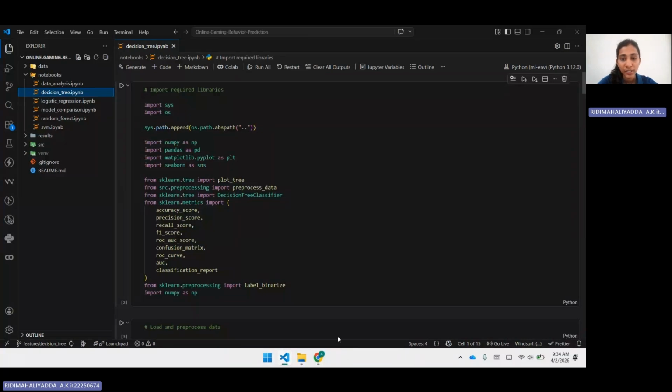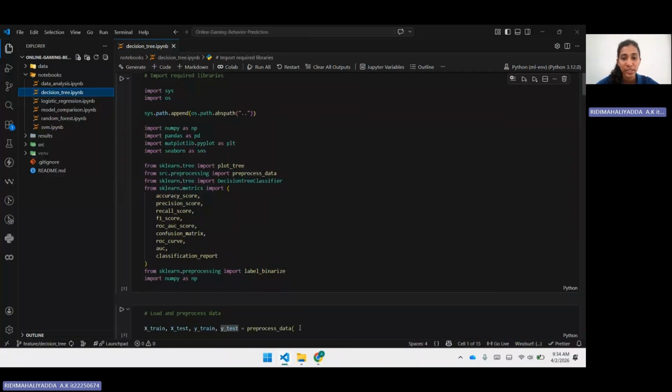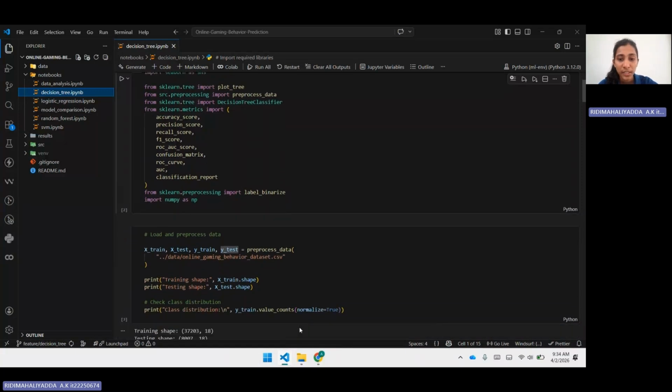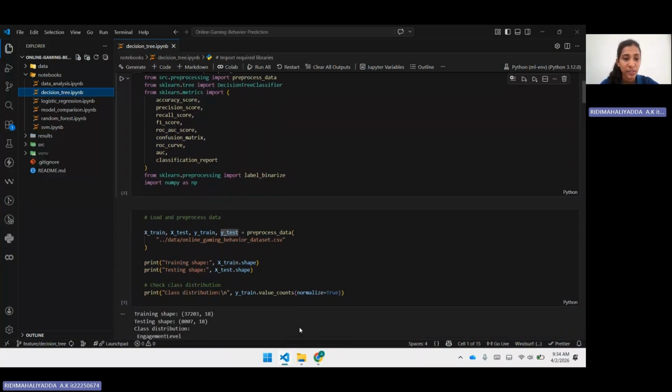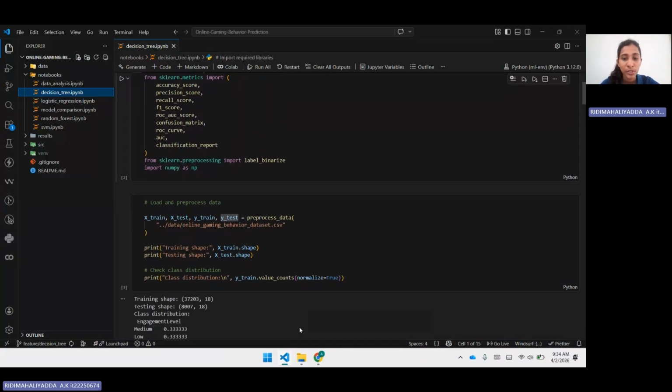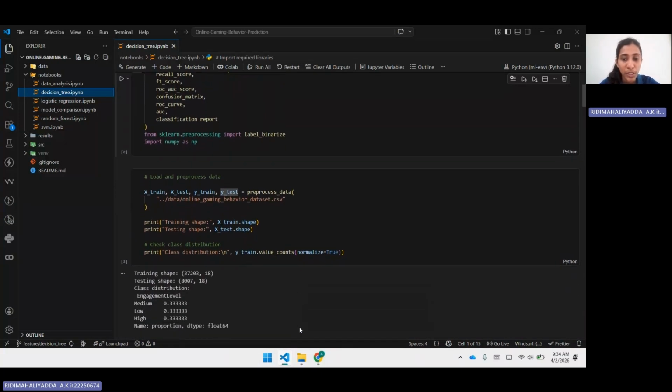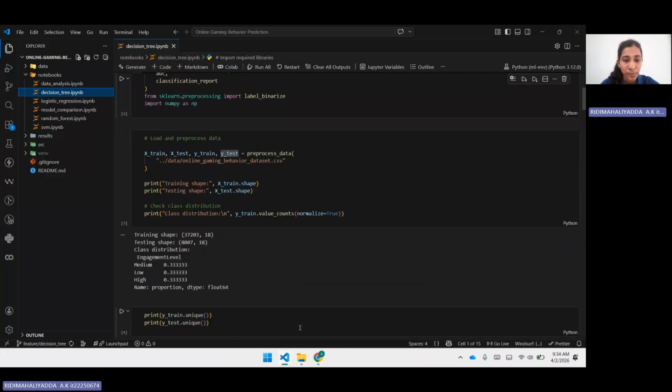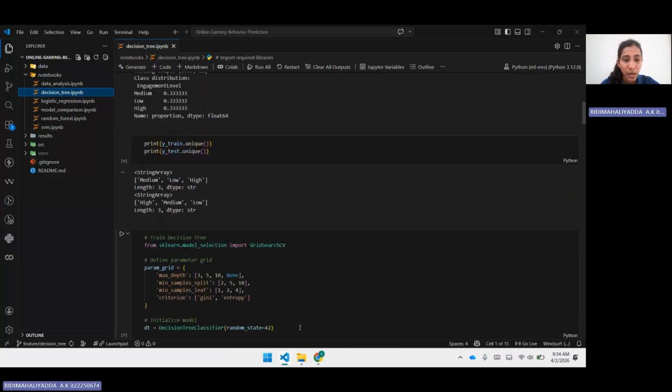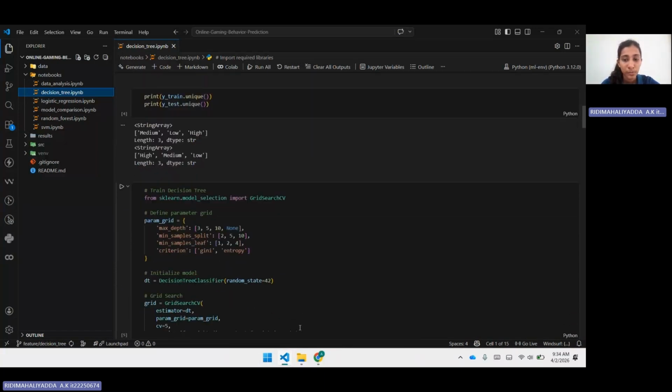So here I trained the decision tree using the preprocessed dataset. The dataset had already been cleaned, encoded, scaled, and balanced with SMOTE. We used a decision tree classifier and performed GridSearchCV to find the best parameters like maximum depth, minimum samples split, minimum samples per leaf, and splitting criterion. This process helped the model learn patterns in the data while preventing overfitting.